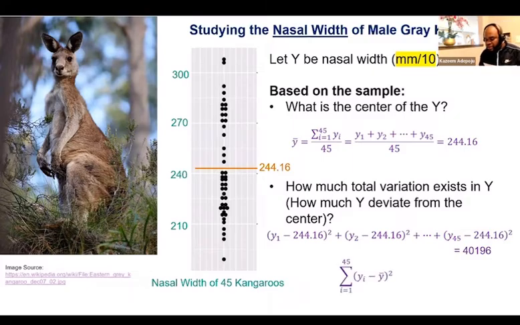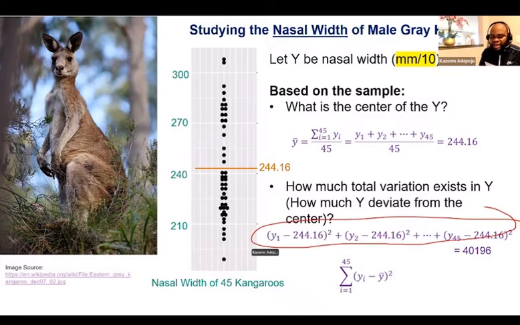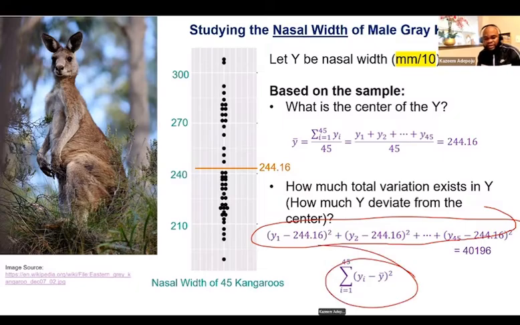And of course, if you take a look at this guy now, if I want to write that in short form, this is actually the formula. The Y bar is basically the average that we got, which is 244.16, that we're actually subtracting from each of the respective observations, starting from observation number 1 to number 45. So take a look at that.